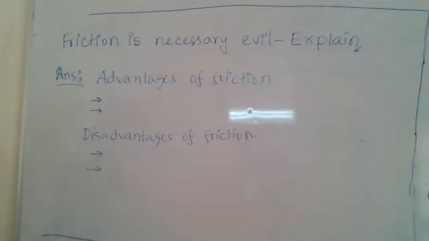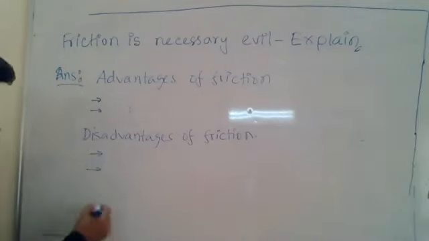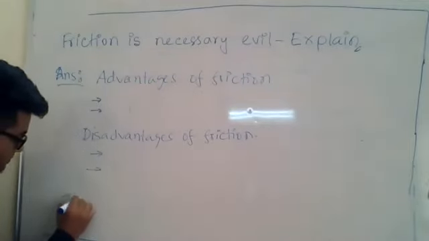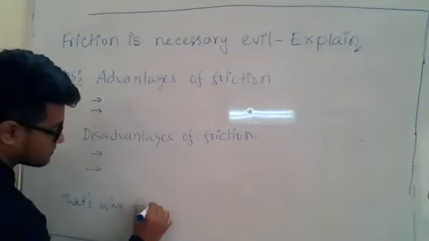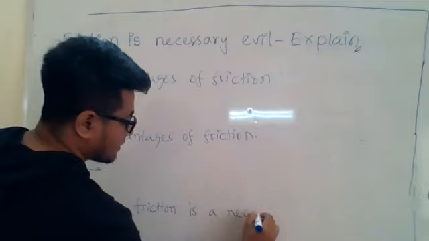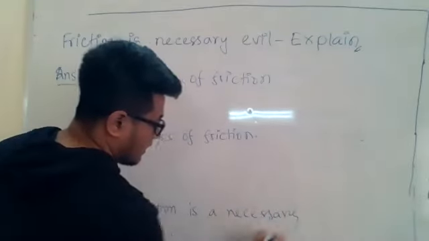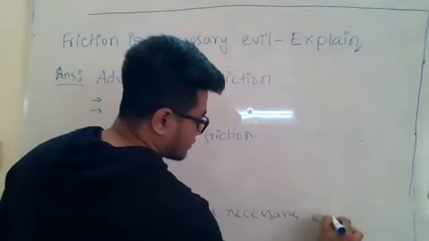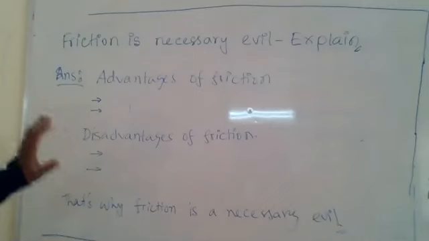Also write some disadvantages, and after you have written these 4 points, then you can say that's why friction is necessary due to the advantages and evil due to the disadvantages. Okay, this is the format you need to write this question.